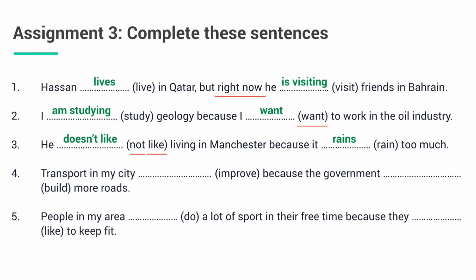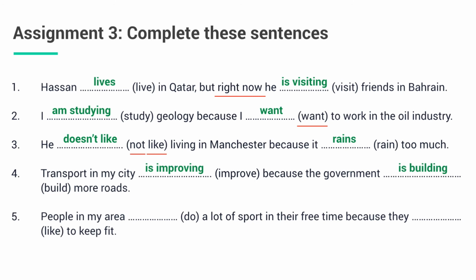Next, number 4. Transport in my city is improving because the government is building more roads. Why do we need to use the present continuous for the whole sentence? The reason is it talks about a situation which is changing or developing. Transport is improving and the government is building more roads. Something is changing and developing here.